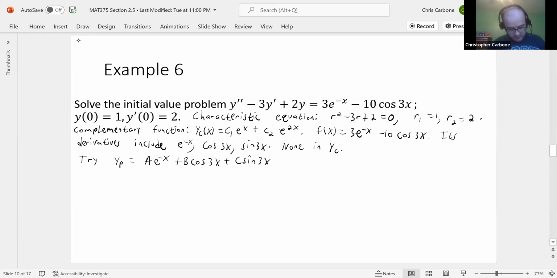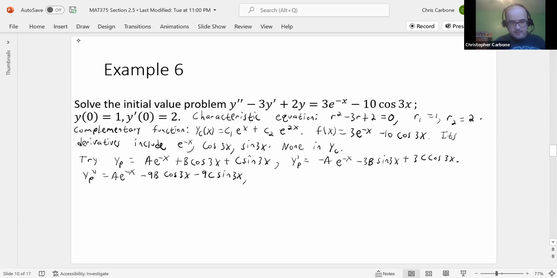So because of this, y sub p prime is negative a times e to the negative x minus 3b times the sine of 3x plus 3c times the cosine of 3x. The second derivative of y sub p would be a e to the negative x minus 9b times the cosine of 3x minus 9c times the sine of 3x. And finally, the third derivative of y sub p. This will be, oh, excuse me, we do not need the third derivative.